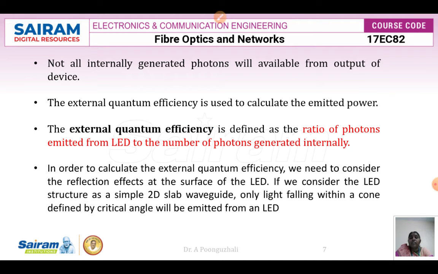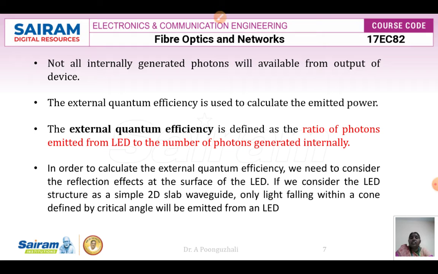Here all the internally generated photons will not be emitted out of the device. In that case we should calculate the external quantum efficiency. The external quantum efficiency is used to calculate the emitted power. It is defined as the ratio of the number of photons emitted from the LED to the number of photons generated internally.